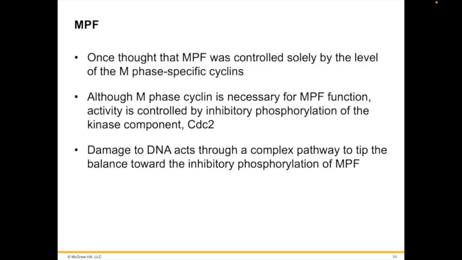Although M-phase cyclin is necessary for MPF function, activity is controlled by an inhibitory phosphorylation of the kinase component CDC2. The critical step in the process is the removal of the inhibitory phosphates by a protein phosphatase, and this action forms the molecular switch based on positive feedback, because MPF further activates its own activating phosphatase. The checkpoint assesses the balance between the kinase that adds inhibitory phosphates and the phosphatase that removes them. Damaged DNA acts through a complex pathway that includes damage sensing and a response to tip the balance toward inhibitory phosphorylation of MPF.